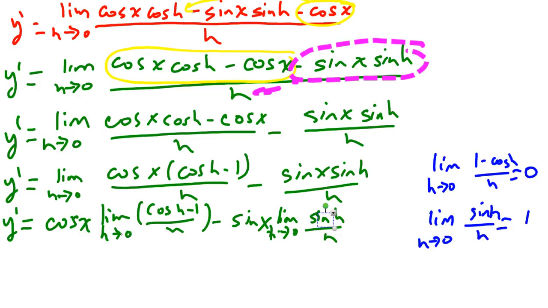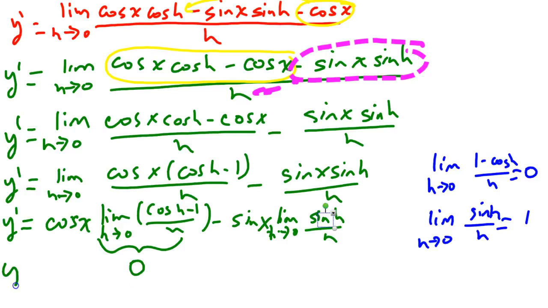As h approaches 0, right? Well, again, guys, if 1 minus cosine of h over h is equal to 0, does it matter that it's cosine of h minus 1 over h? Does it matter that the signs have switched places here? Wouldn't that just be negative 1 times this item right here? But negative 1 times 0 is 0, so this still is going to approach 0.